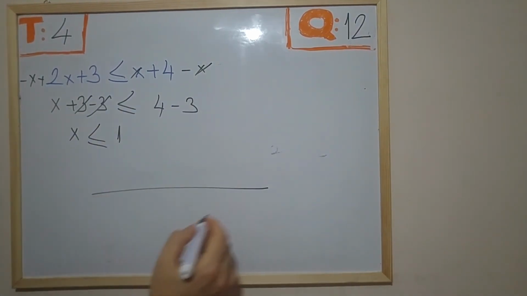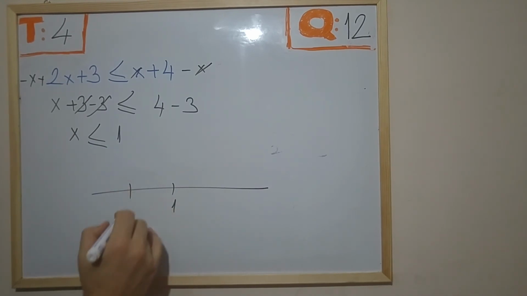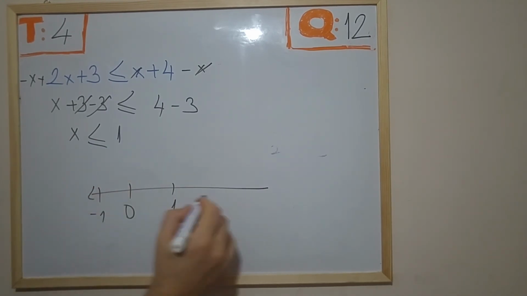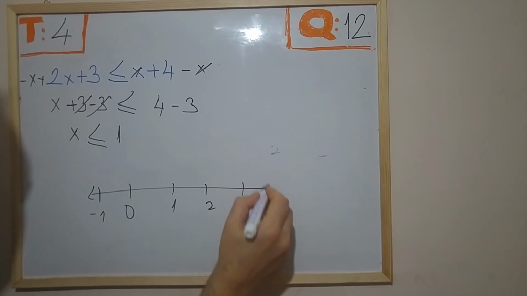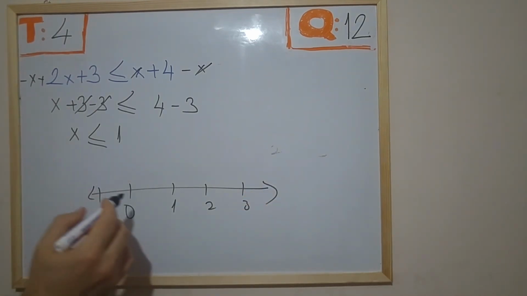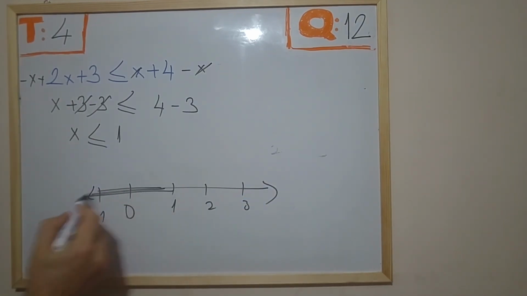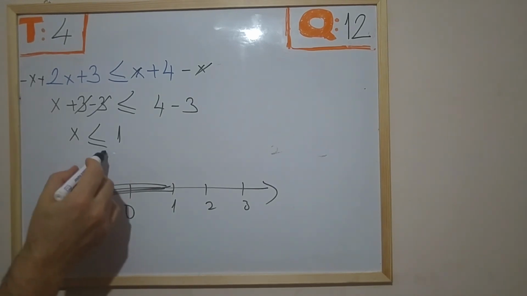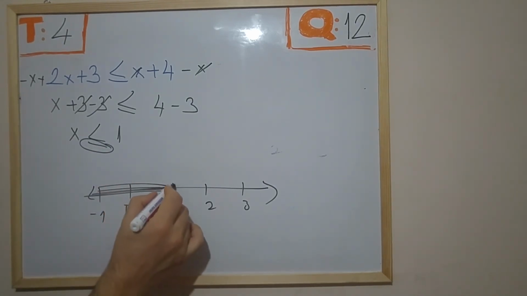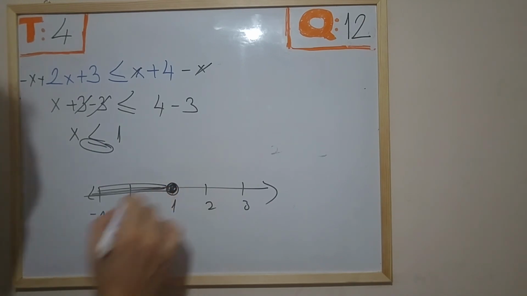Let's show it on the line. Let's say 1 here. 0, minus 1, 2, 3. X must be less than 1, so I mark this left hand side. And 1 must be included too because I have the equal sign too. This is the answer.